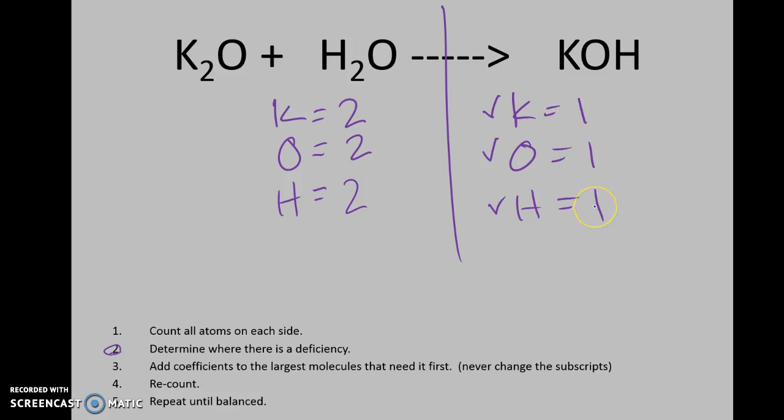potassium, oxygen, and hydrogen. Now that we've determined the deficiency, we're on step 3, add coefficients to the largest molecules that need it first. Never change subscripts. Very big deal. So coefficient would go out front. The only thing I can do is add a coefficient. I only have one molecule, so no choices here. It's already a 1, so I'm going to change it to a 2. And then I'm going to do recounts.